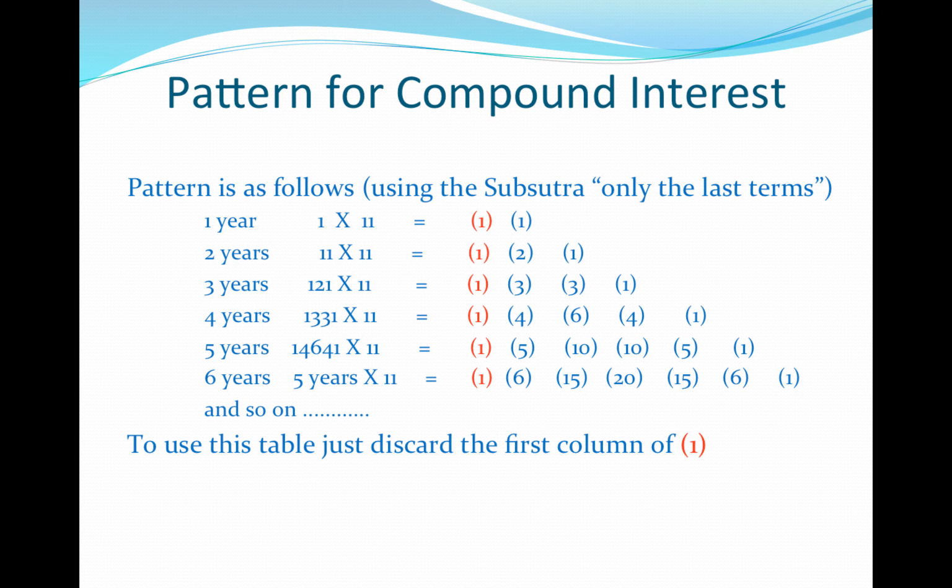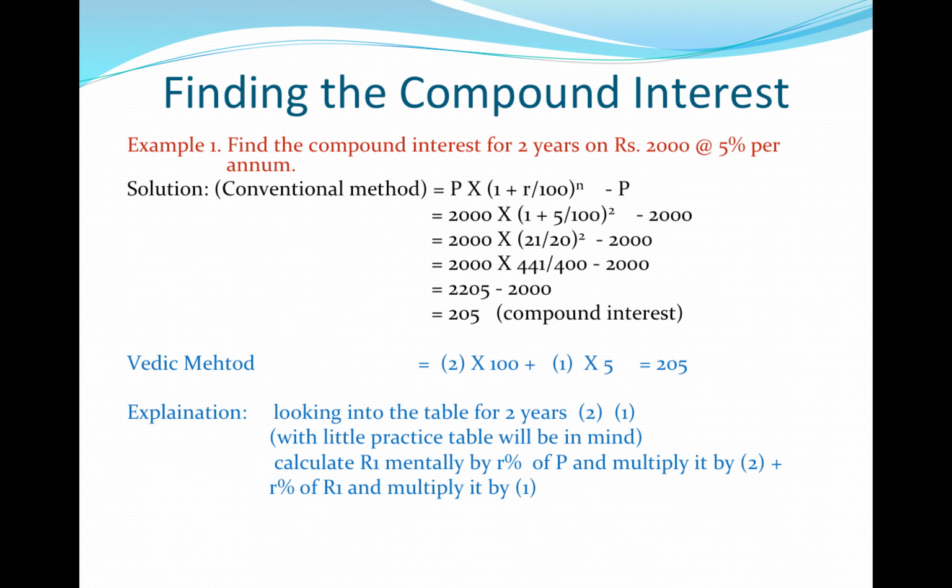To calculate compound interest, for the first year we have 1, for the second year we have 2 and 1, for the third year we have 3, 3, 1, for the fourth year we have 4, 6, 4, 1, for the fifth year we have 5, 10, 10, 5, 1, and for the sixth year we have 6, 15, 20, 15, 6, and 1, and so on. We can calculate for n number of years. Now let's calculate compound interest using that table.